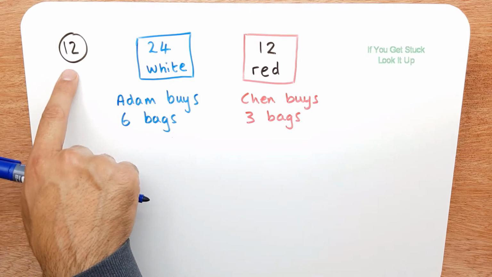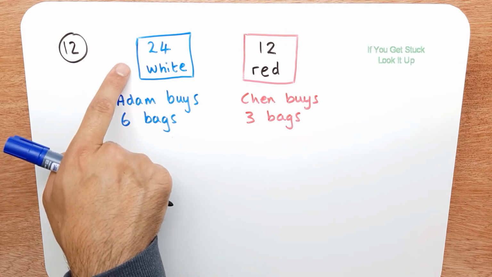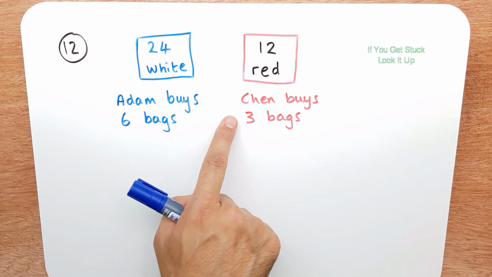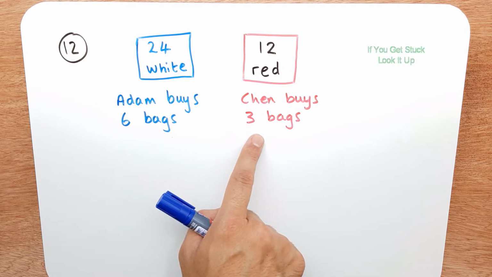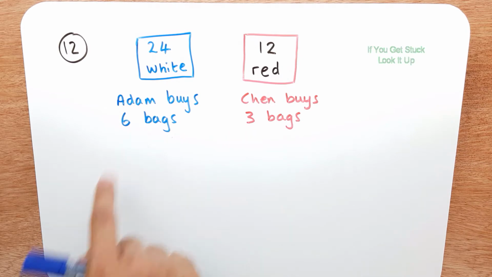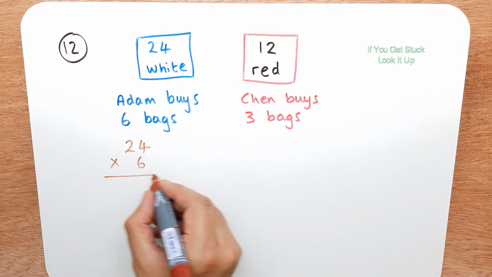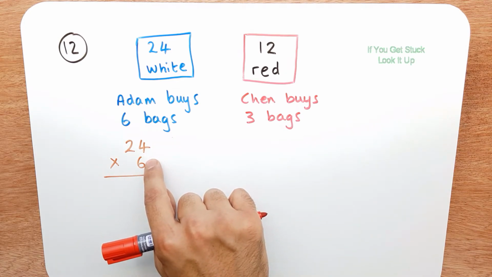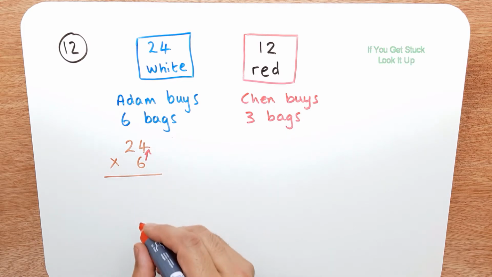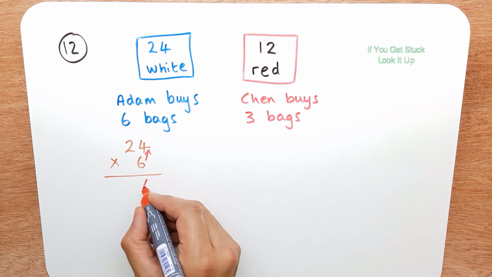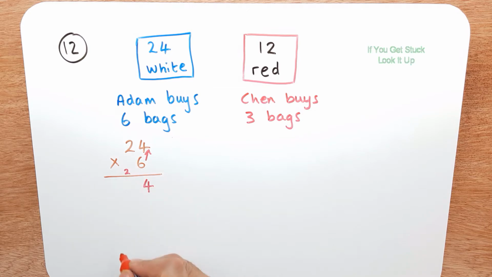In question 12, we're told that Adam buys 6 bags of white balloons and Chen buys 3 bags of balloons. Now let's work out how many balloons they've got each first. So here we need to do 24 times 6. So let's do this. Multiply the 6 by the 4 and 6 by the 2. So we do 6 times 4, which is 24. We put the 4 down, we carry the 2 to the next column.